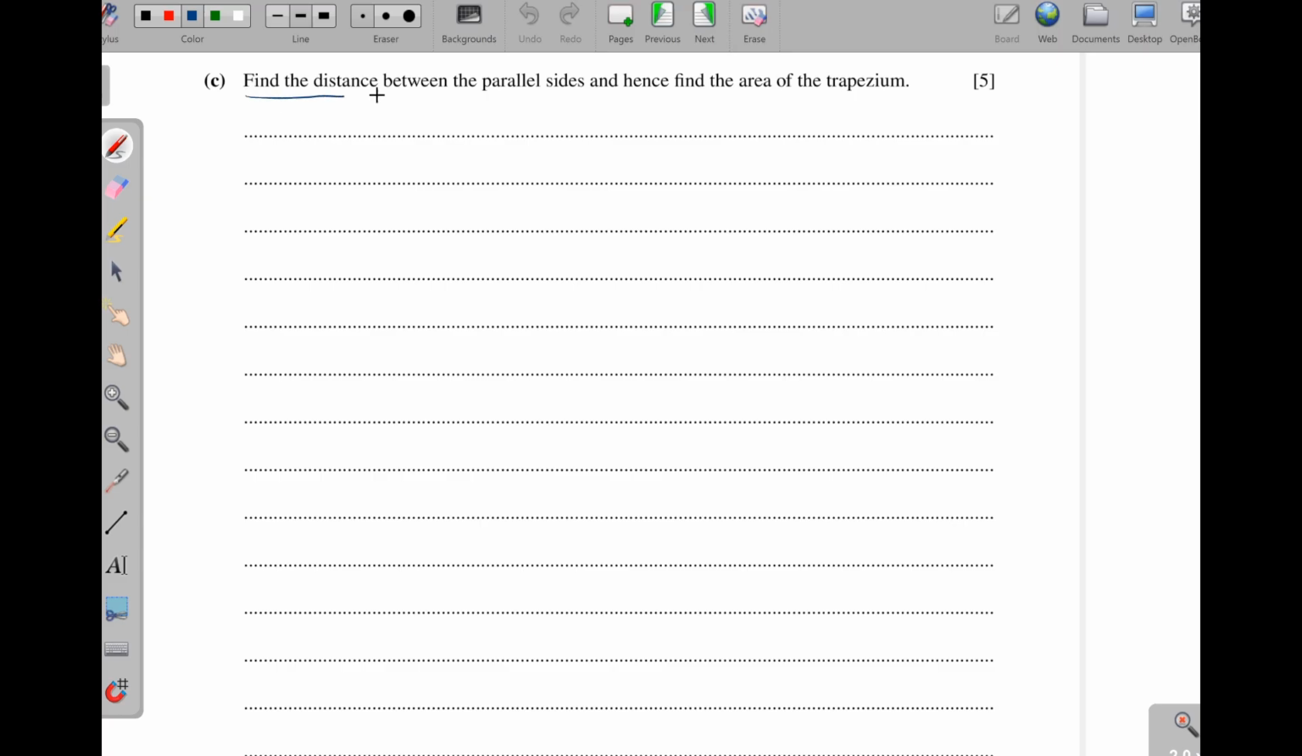Part C, find the distance between the parallel sides of the trapezium, and hence find the area of the trapezium. Of course, that one will give us the height of the trapezium, okay? And if we are to find the area of the trapezium, then we shall need the height, not so.